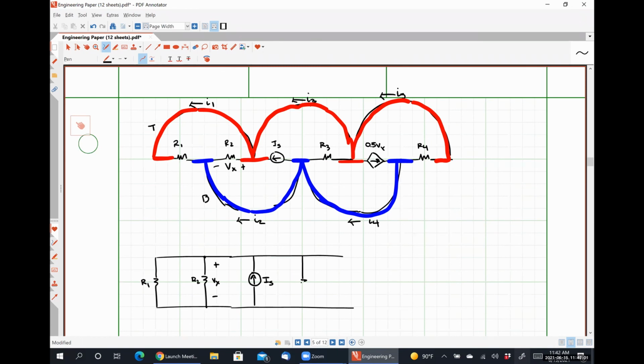Between the top and bottom nodes, I have my resistor R3. Between the top and bottom nodes, I have my dependent current source. Sorry, I'm not sure about that direction. So I'm just going to redraw that diamond there real quick.